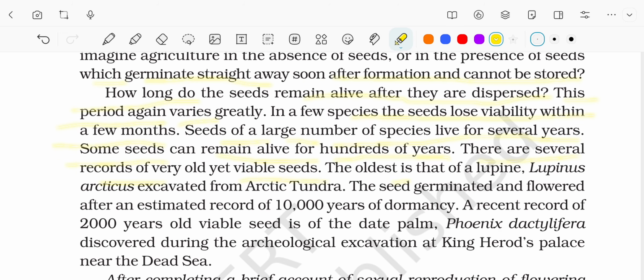The oldest is that of a Lupinus arcticus, excavated from the Arctic tundra. The seed germinated and flowered after an estimated record of 10,000 years of dormancy. A recent record is of 2,000-year-old viable seed of the date palm Phoenix dactylifera, discovered during the archaeological excavation at King Herod's Palace near the Dead Sea.